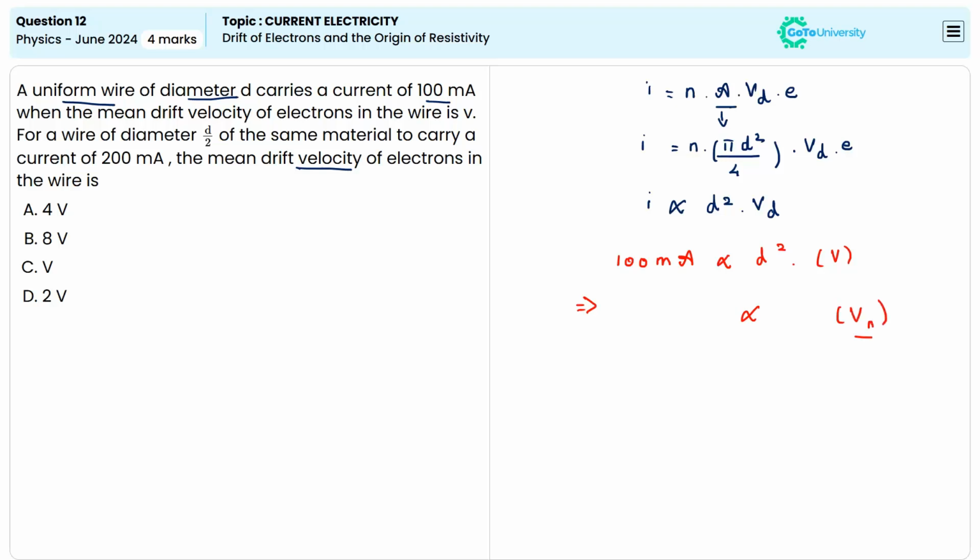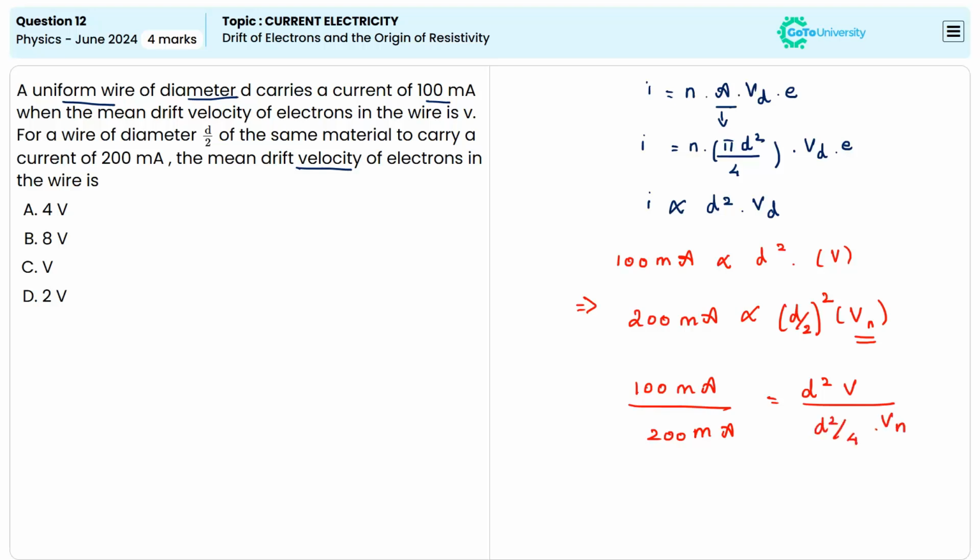So here I'm mentioning velocity V dash when the diameter becomes half. So I'm writing (d over 2) whole power 2, and the current is 200 milliampere. So let us find the ratios of this. So we can write 100 milliampere divided by 200 milliampere will be equal to d square V divided by d square divided by 4 times V dash.